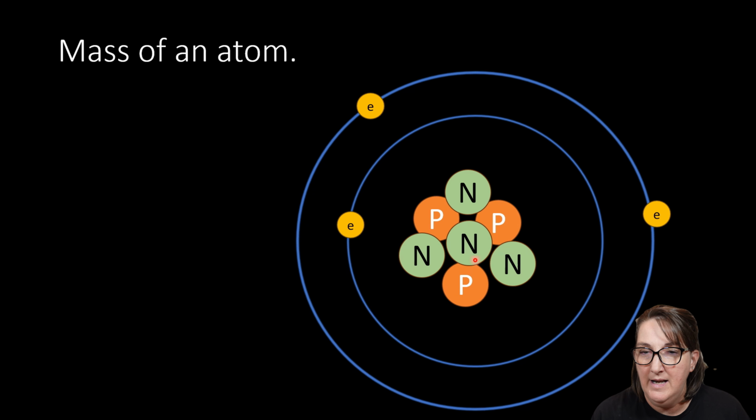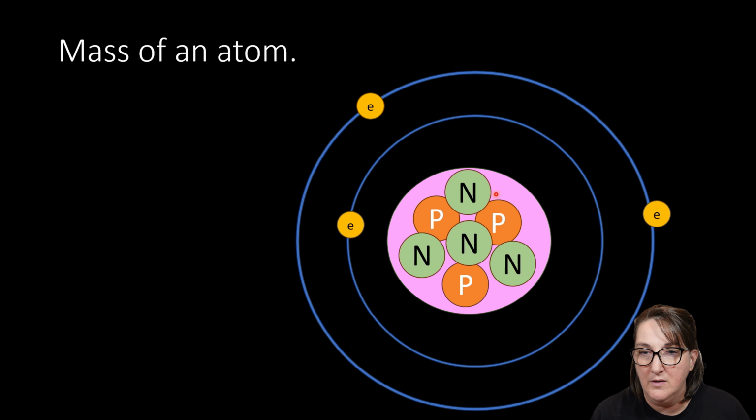The mass of an atom is the center of the atom, so your protons and your neutrons determine the mass of that atom. So it's also going to be positively charged, but when we talk about the weight or the mass, we talk about this part of the atom.